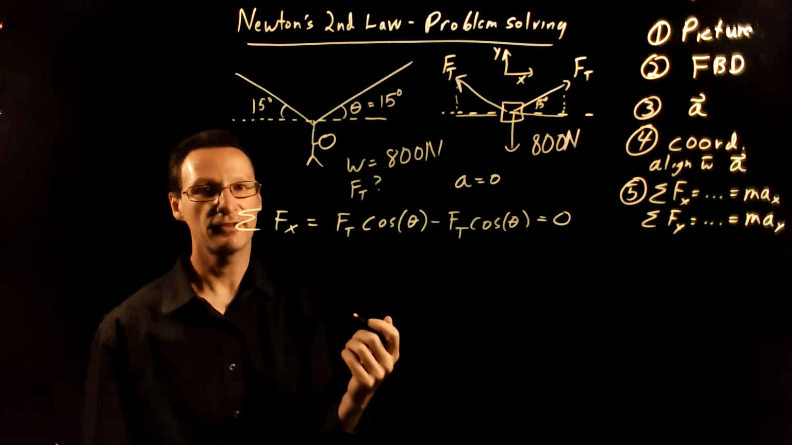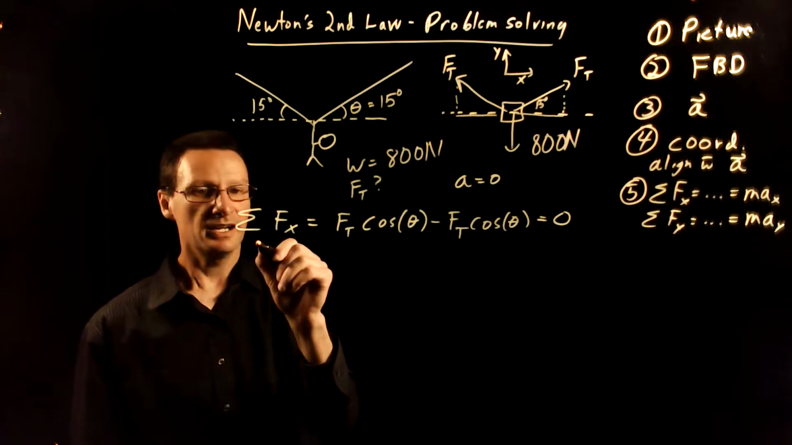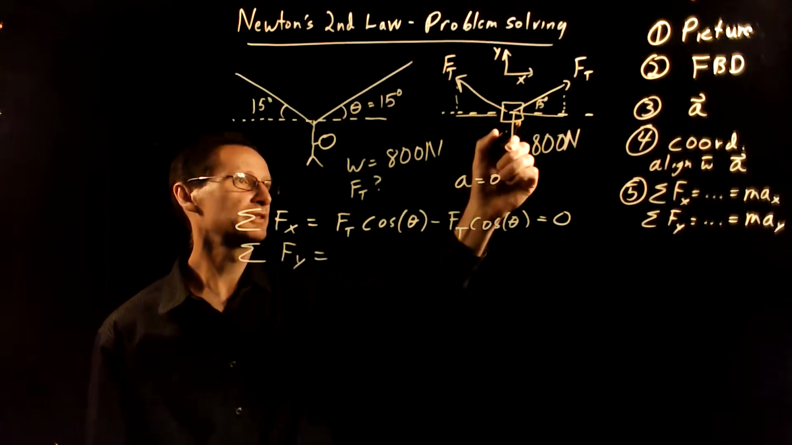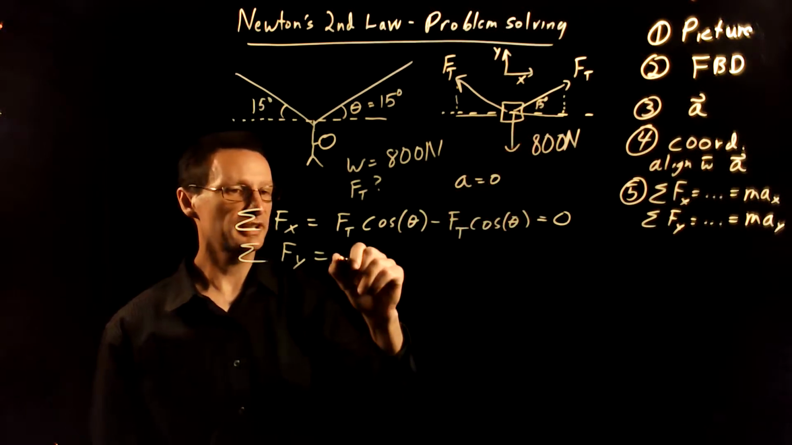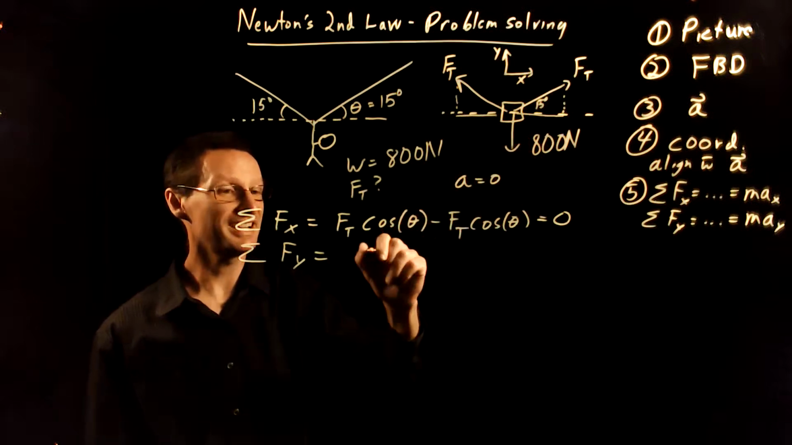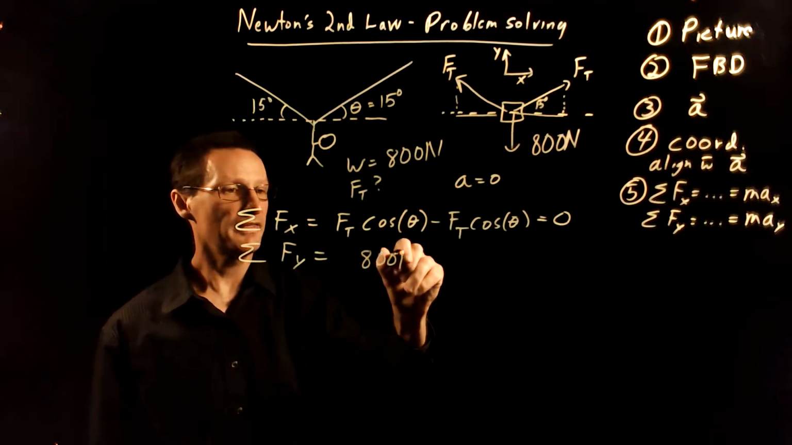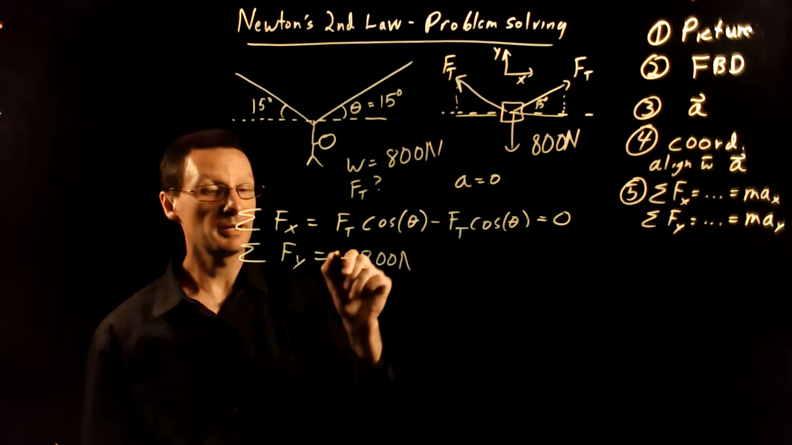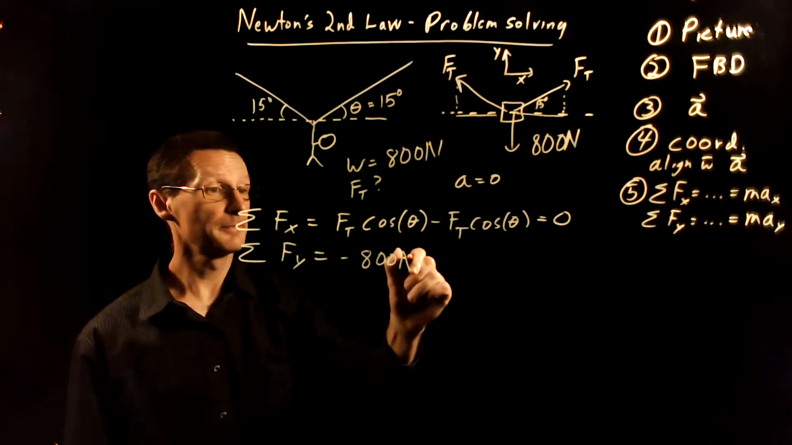So this is really not a very useful equation. Let's do our forces in the y direction. Sum the forces in the y direction. We'll start with the easiest one. We have 800 Newton force down, and that is in the negative y direction because positive y is up. So I put the negative sign there by hand.